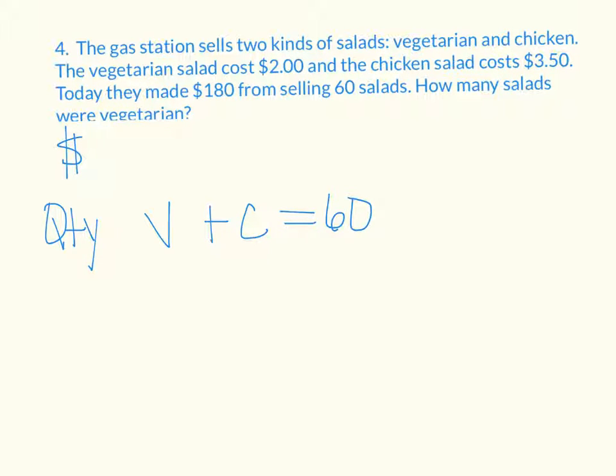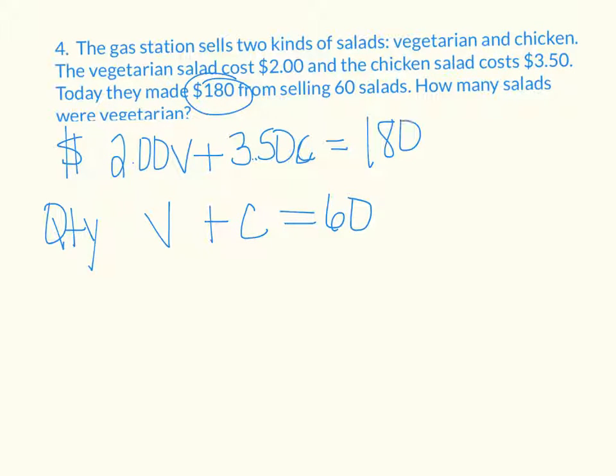That's the easiest one to do. Now for the money, we're going to attach money to the problem. So the vegetarian, we know the vegetarian costs $2. So we're going to put $2 and attach that to the V. The chicken costs $3.50, and we're going to attach that to the C. Okay. Now we can't put 60, but we know our 60 salads cost us $180. Right? And that's our 2 equations.